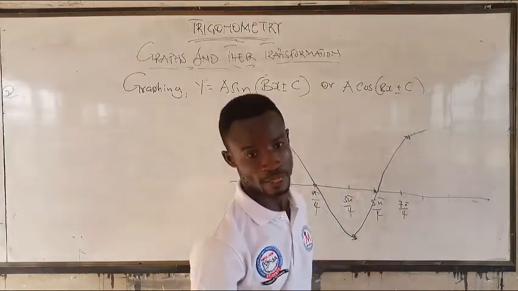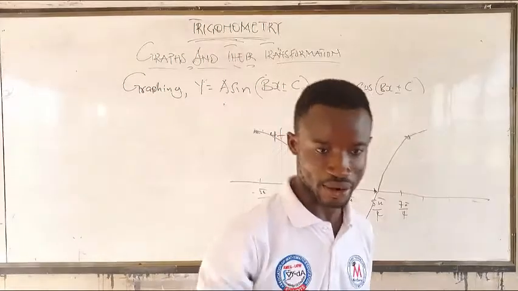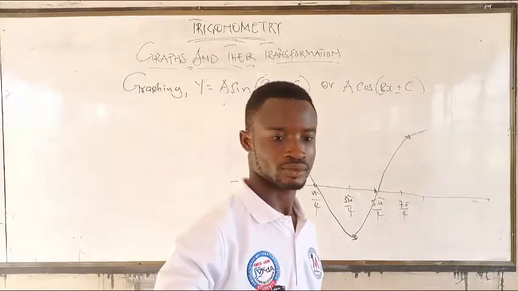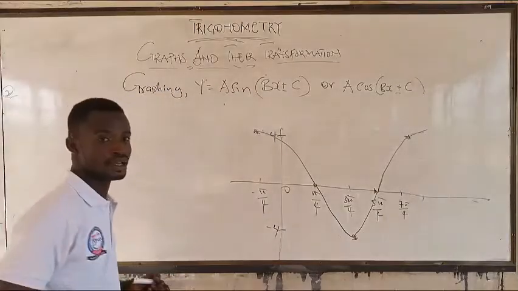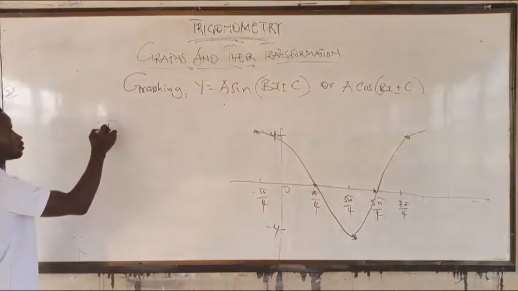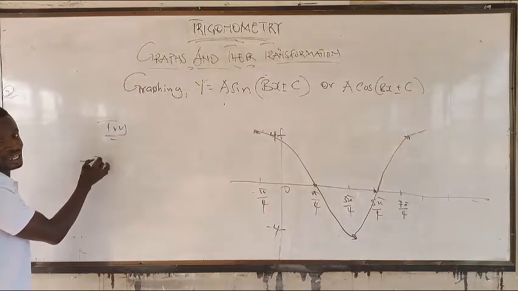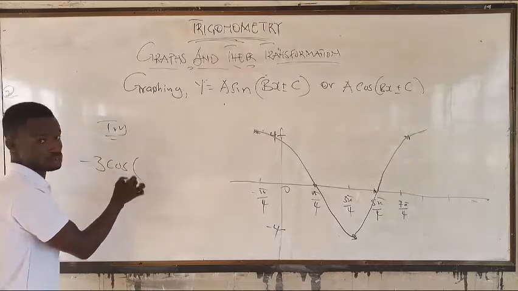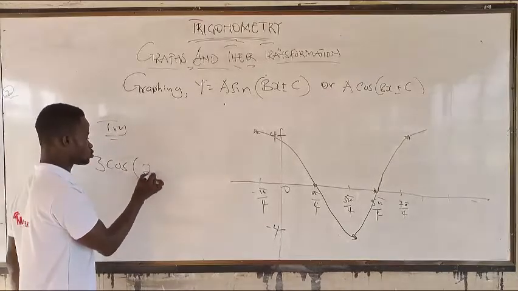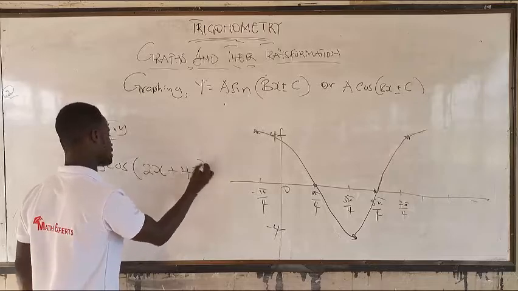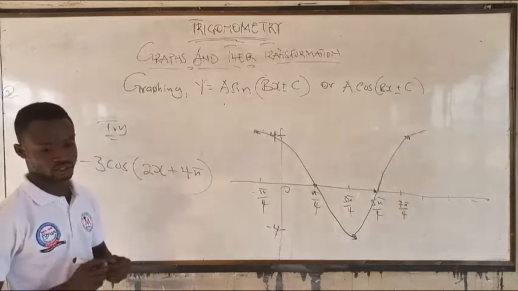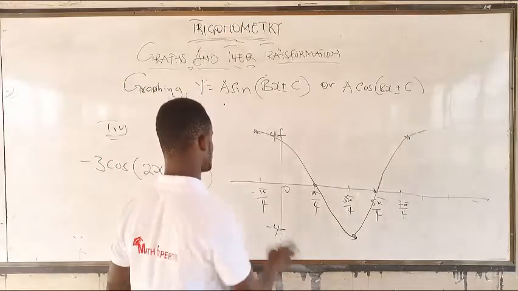Right, so I would like you to go and try on this one. Okay, I would like you to go and try on -3 cos 2x plus 4 pi. Right? I would like you to go and try on this.